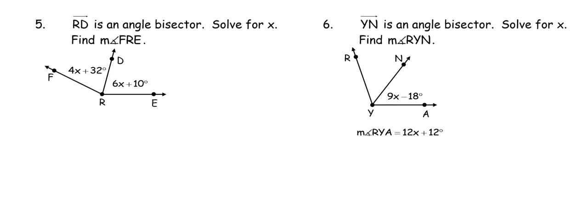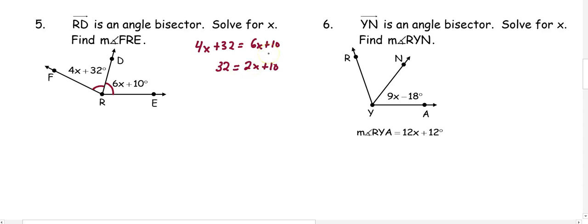So in number 5, RD is an angle bisector. Well, if RD is an angle bisector, then these two angles are congruent to each other. Solve for x and find the measure of FRE. So if we have half of an angle and half of an angle, and we know they're congruent, we can set them equal to solve for x. So first I'm going to subtract 4x from both sides, and I get 32 equals 2x plus 10. I'm going to subtract 10 from both sides. 2x equals 22. And then divide by 2, so x equals 11.